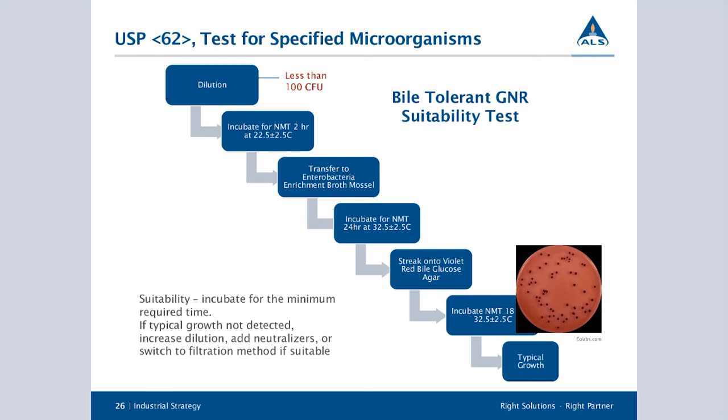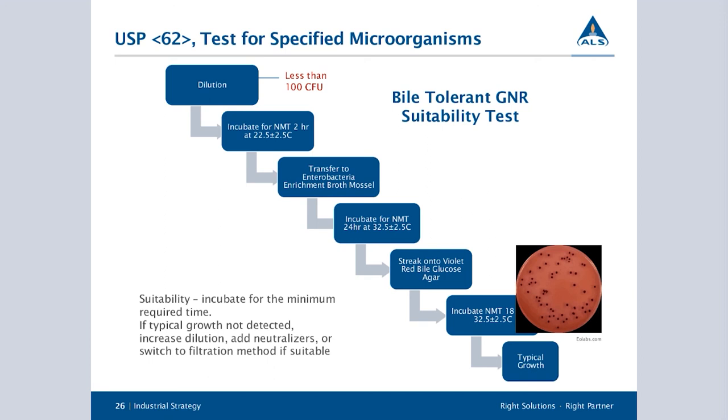So very similar to USP 60 and 61, on the suitability test, again, you're inoculating with less than 100 CFU of the organism and incubating them for the minimum time required. So in this case, you will make the dilution of the product, inoculate, and then incubate for not more than 2 hours, and then transfer that into Enterobacteria enrichment broth, and then incubate that for another 24 hours at a higher temperature.